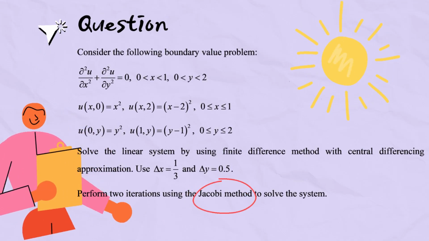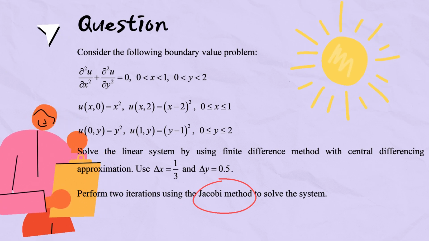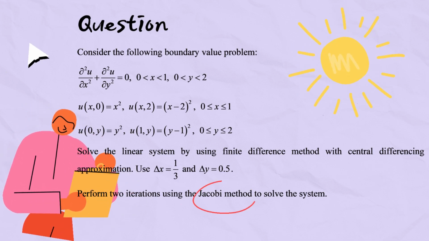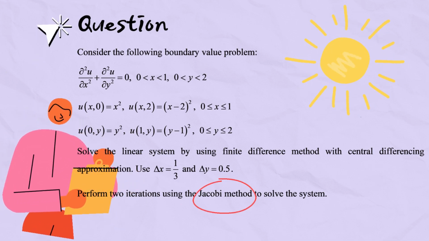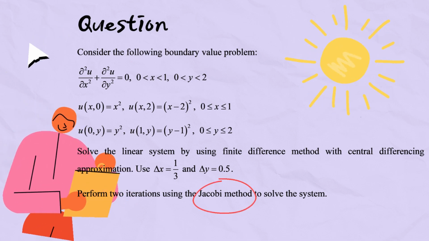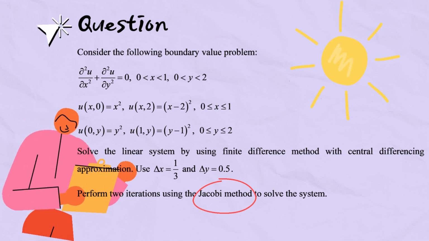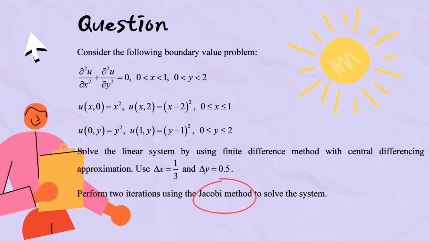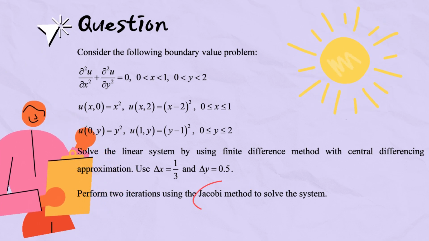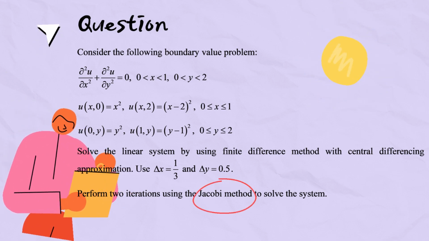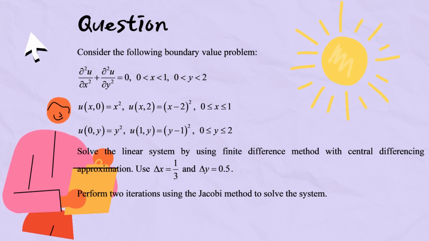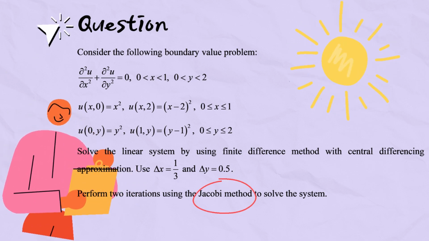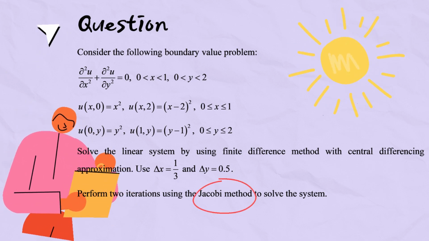So this is the past year question we will be looking at. This is a past year question from the final examination of academic session 2018/2019. We start off by considering the following boundary value problem. It contains two initial conditions and two boundary conditions, with x being less than 1 but more than 0, and y being less than 2 but more than 0.